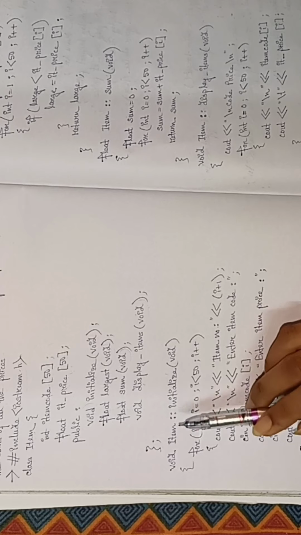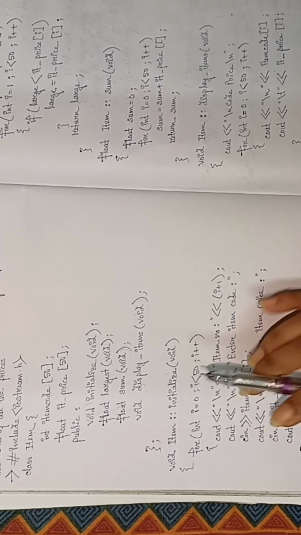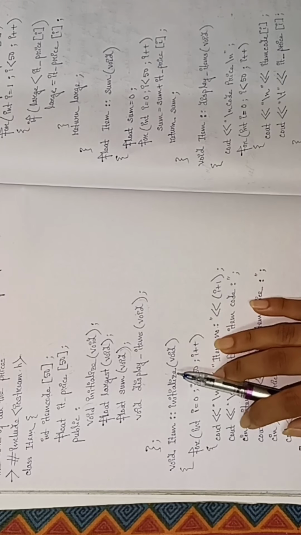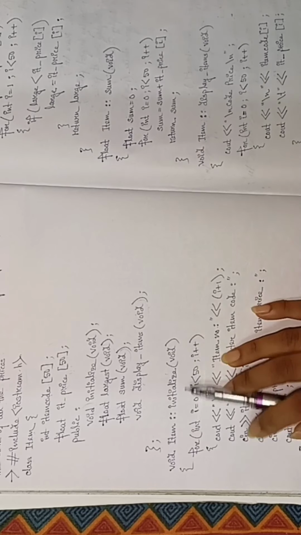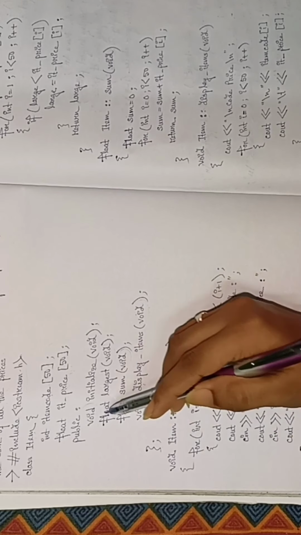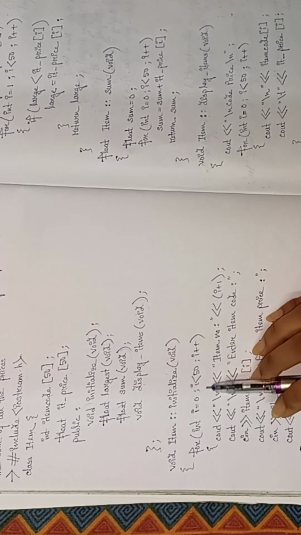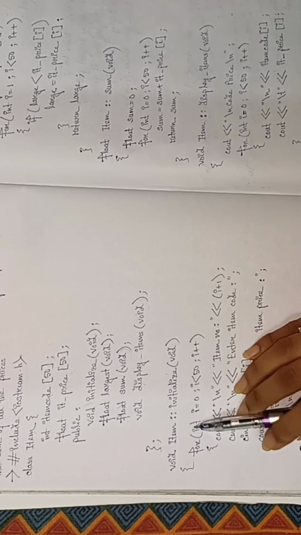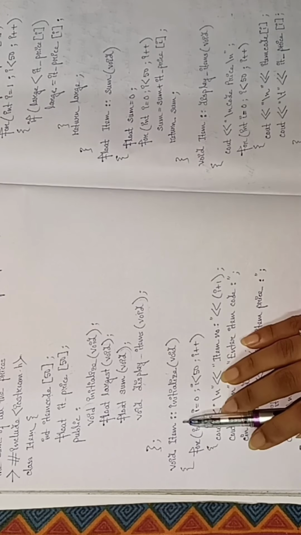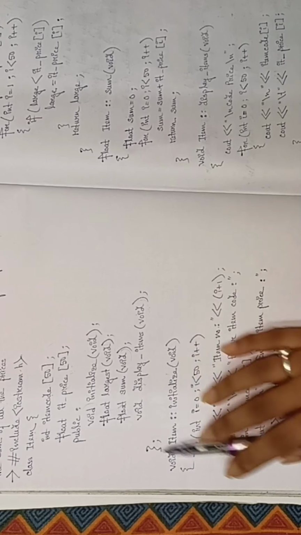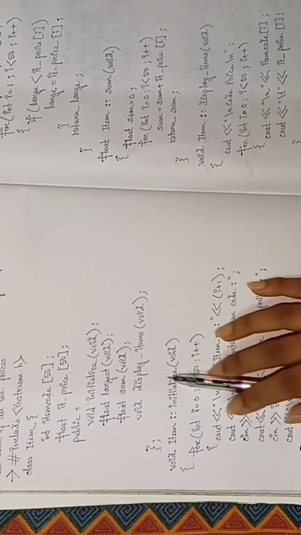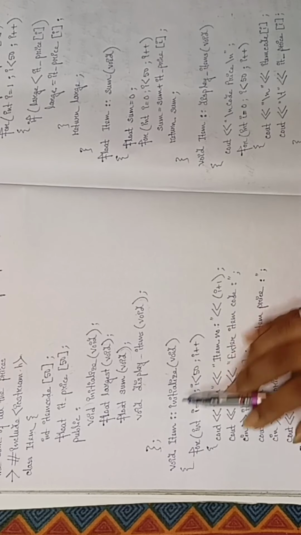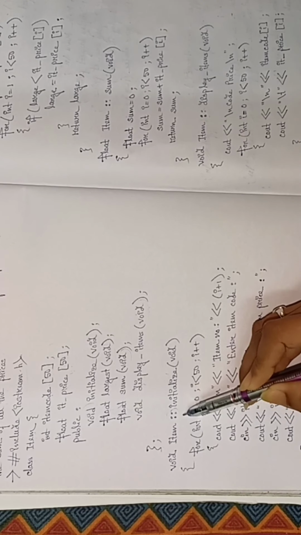This is an example of outside the class. So this is not an inline member function. Inline member function is possible only when we define the member function inside the class itself, but here we are defining the member function outside the class. So this is the member function definition outside the class. That's why we have used the scope resolution operator also.